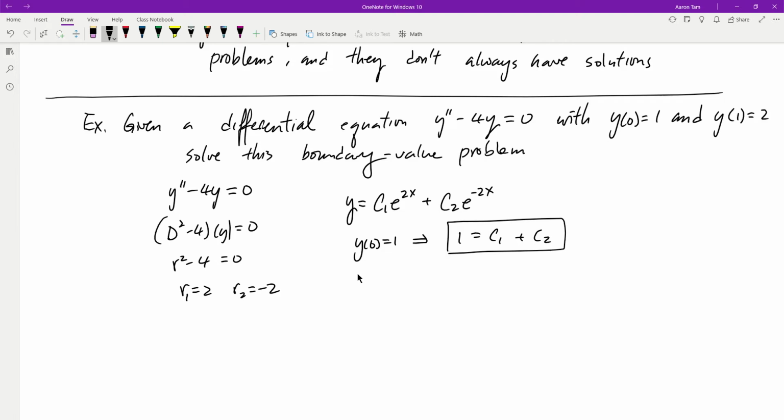Okay. But the trouble is the second one, y of 1 equal to 2. Because we don't use 0 anymore, I do have to raise e to a power, and that becomes somewhat the issue here. If I do that, I will have 2 equal to c1 e to the 2 times x, which is 1, so e squared, plus c2 e to the negative 2. So that's my second equation. Notice that the reason why it's more difficult is because now these have some coefficient in front.